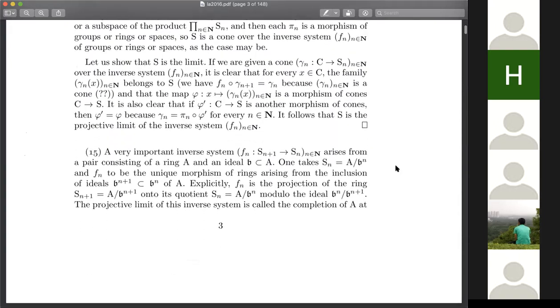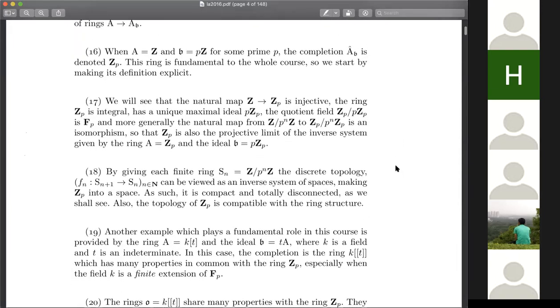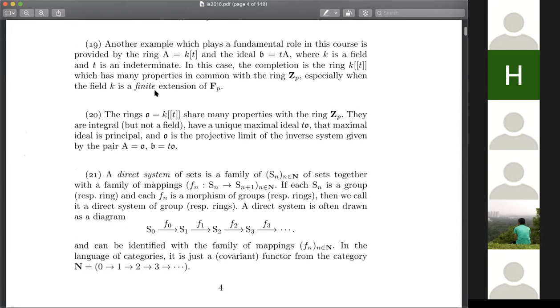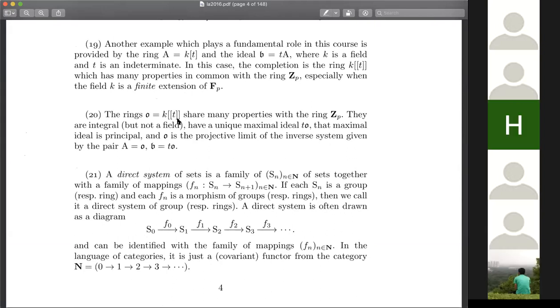I think the first non-trivial example of an inverse limit should be this: how you get the formal power series ring from the polynomial ring. So the polynomial ring modulo t squared is essentially polynomials of degree 1. Modulo t cubed, it's essentially polynomials of degree 2. Modulo t to the power 4, it's essentially polynomials of degree 3, and so on.